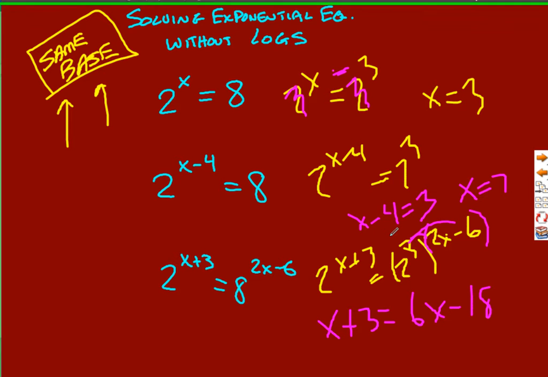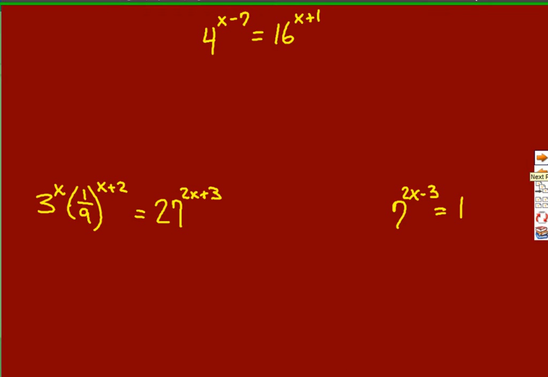Now you have your equation to solve. You get 5x is equal to 21. So x equals 21 over 5. And you're going to get a bunch of fraction answers. This is very common in these problems. So let's look at a couple that are a little more difficult.